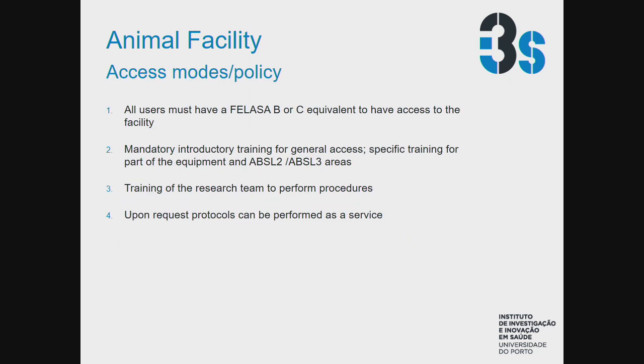In terms of access modes, all users must have this training as a basis to go to the animal facility, so a FELASA C or B. Then they will have to perform a mandatory introductory visit in which they will learn all the rules about the animal facility. And then if you want to go to ABSL2 or ABSL3 areas, we have also a specific training for you to have access to these areas. We try to teach researchers in a way that they are independent to perform their work with animals, but in some cases we might also perform the procedures as a service.